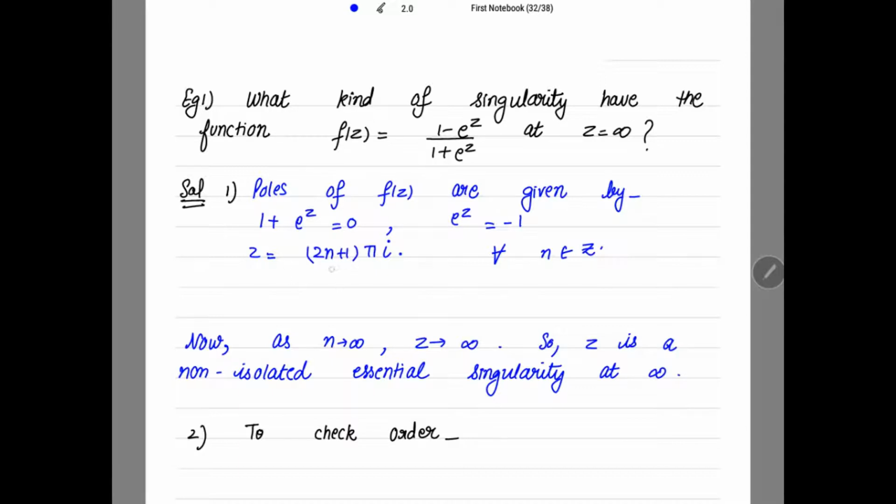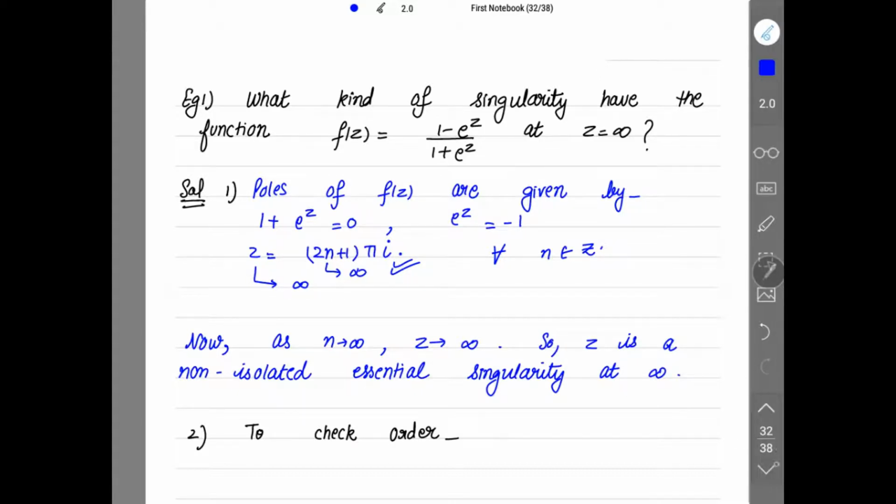Now if you look over here, as n tends to infinity, z is also tending to infinity. If these are your sequence of poles, what is the limit point of this sequence? We can find the limit point by taking n tends to infinity, and we get z tends to infinity. So z is a non-isolated essential singularity at infinity, because here infinity becomes the limit point of this sequence of poles, right? So z is a non-isolated essential singularity at infinity from your remark 1.